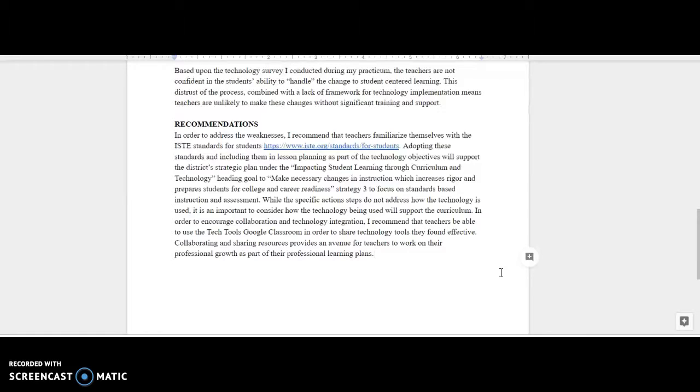So just adopting the ISTE standards would be a huge step for our district. It's a small change that will help us really be mindful of how we're using the technology and why we're using the technology. And this is an important change I think that our district needs to make.